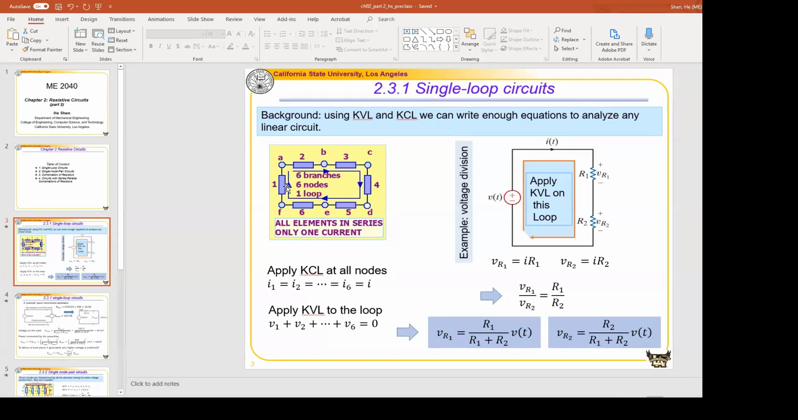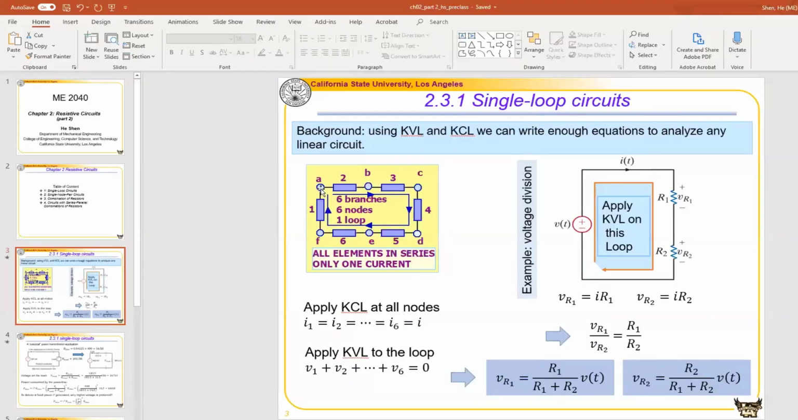If we apply KCL to all the nodes, for example, at node A, the current going through element 1, I1, assume that it goes upward. This is the direction that I assigned. That will be equal to the current leaving the node, say, this is my current I2. And the same thing for all the nodes. So basically, if we apply KCL to all the nodes, we will have I1 equal to I2, equal to I6, equal to the current going through this loop, right? So this is a single current going through this loop.